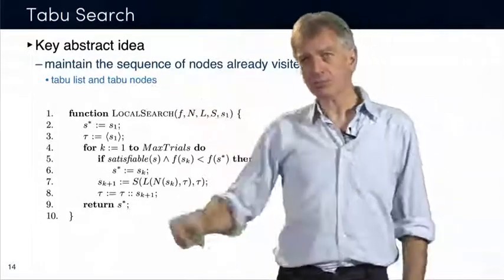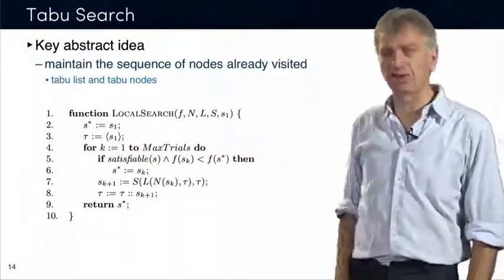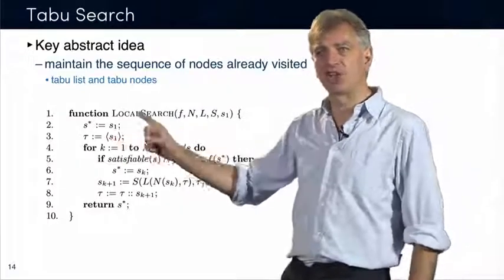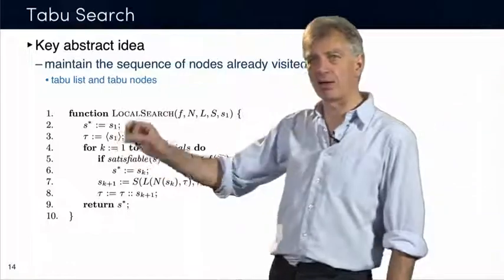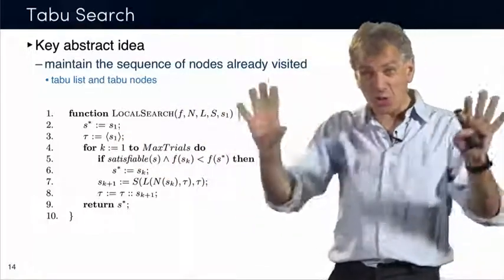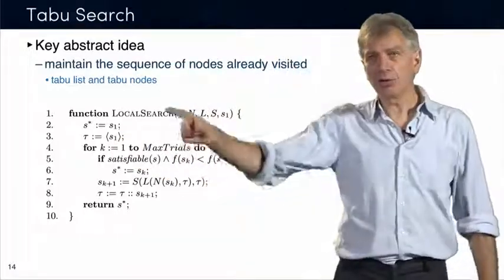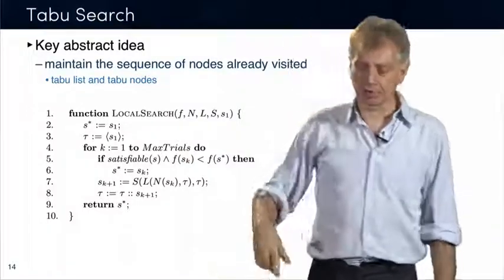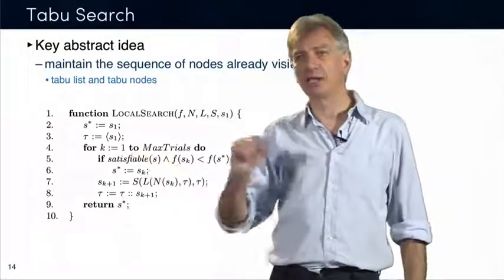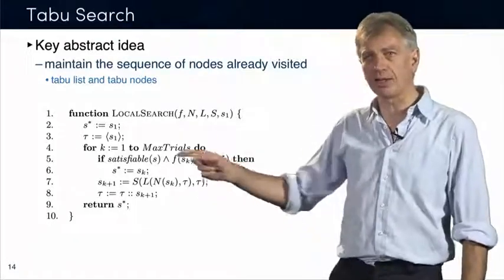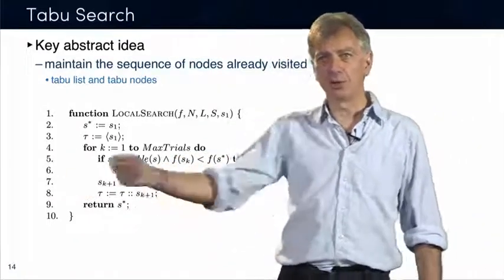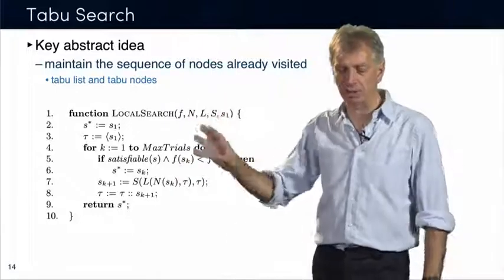So what you do is, as usual, you start from an initial state, and then we build this sequence. Tau is a sequence of nodes that you have seen so far. That's the tabu list, all the states that I have seen. And then you do a local search like normally. At every iteration you look at the state that you are in, and if it improves the best solution so far and it's satisfiable, you take that move. That's the best solution you found.